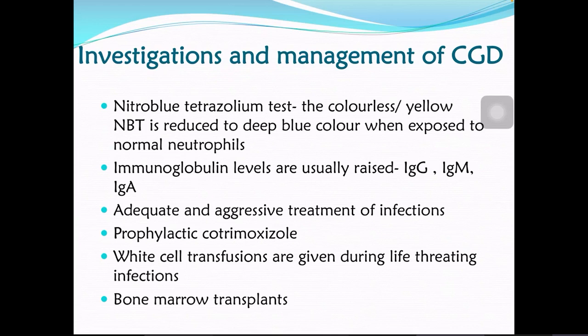So if you are investigating a patient with chronic granulomatous disease, we undertake what is known as the nitroblue tetrazolium test, and this reagent is colorless, and when the NBT is reduced, it turns a deep blue color. So if you have a negative NBT test, that will favor a CGD. They have raised immunoglobulin levels, and here again, the treatment is with aggressive treatment of infections and sometimes use of cotrimoxazole prophylactically, and then of course thinking of a bone marrow transplant.